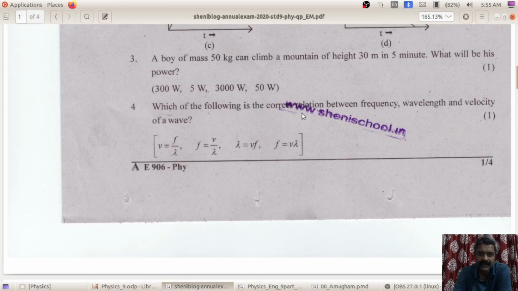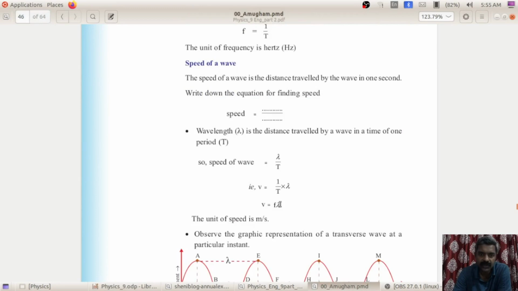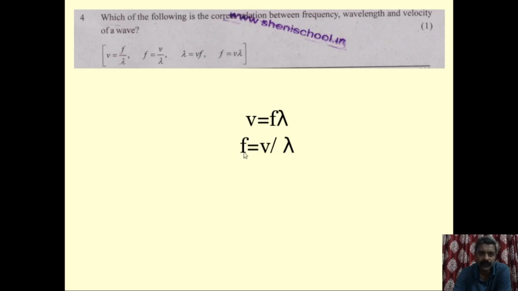Which of the following is the correct relation between frequency, wavelength and velocity of a wave? V is equal to F lambda. So F is equal to V divided by lambda. So here is the answer. F is equal to V divided by lambda.